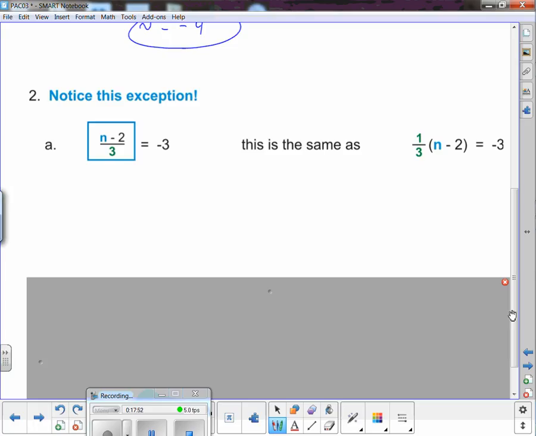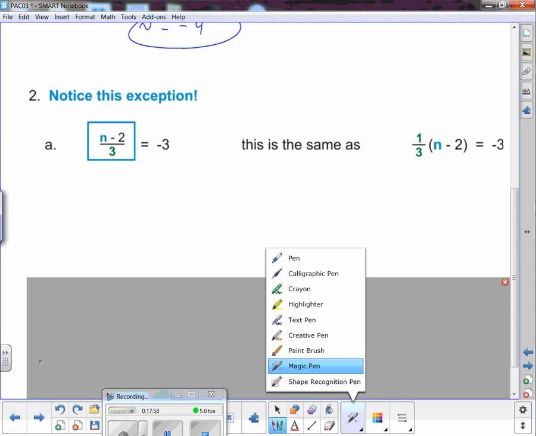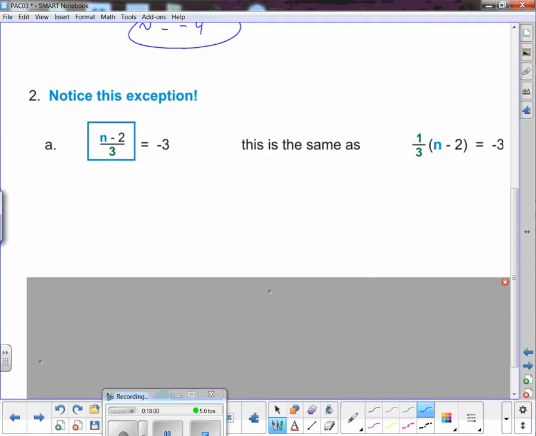Okay, and I didn't write it there, but this is called the special case. And you'll hear me refer to the special case. In Algebra 1, a couple days ago, I said, this is the special case. This one's unique.